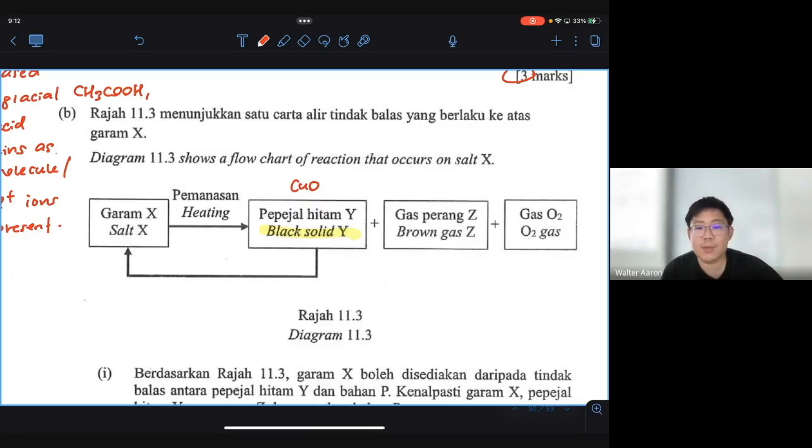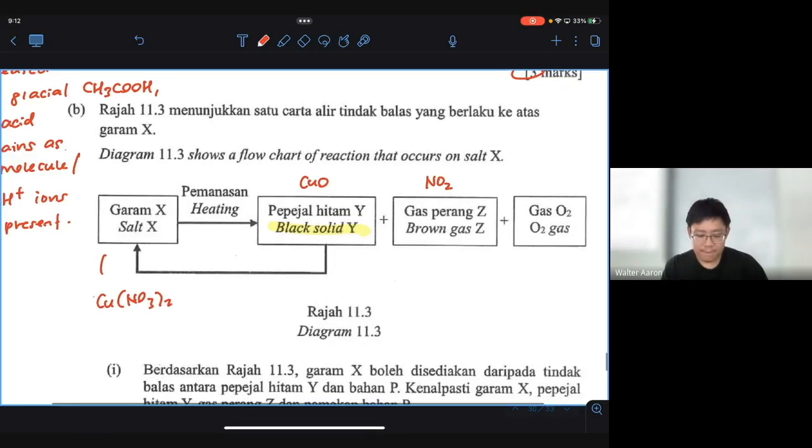Now, brown gas itself, there are many. I think 2 examples I can give you would be bromine gas and also nitrogen dioxide. So I will assume that salt X is copper nitrate. So the brown gas here is actually nitrogen dioxide. And then of course the last one will be O2. So since I already confirmed that the black solid Y is copper oxide, the brown gas Z is nitrogen dioxide, the salt X over here should be copper(II) nitrate.